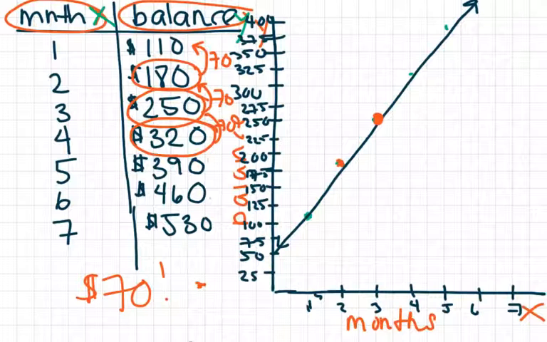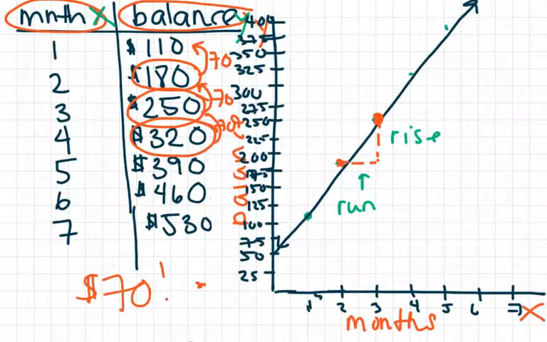Okay, the next step is I'm going to connect them with a right angle triangle. So here we go. Connecting, connecting. There we go. And I'm going to label now which one is rise, which one is run. Well, we know the one that goes up and down, this one has to be rise. And the one that goes across, this one has to be run. So now let's count.